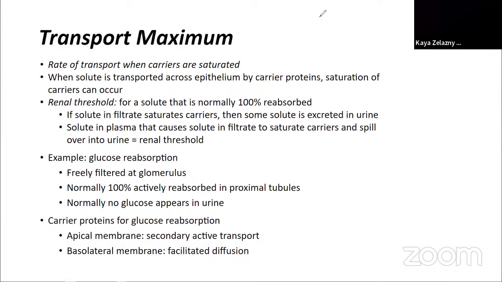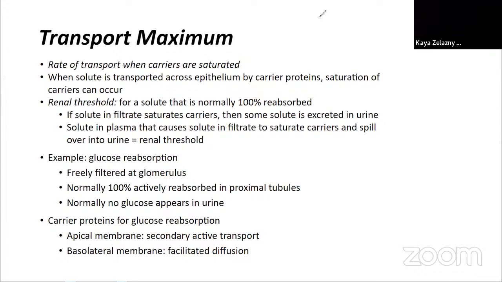You only have a certain number of carrier proteins in a membrane. At a certain point, they're all going to be full. They're all going to be doing stuff, which means there is a maximum rate at which you can transport a substance because you just don't have any more space after that. So that rate, when we have the carriers fully saturated, we call the transport maximum. Transport maximum is that maximum amount that we can be moving.